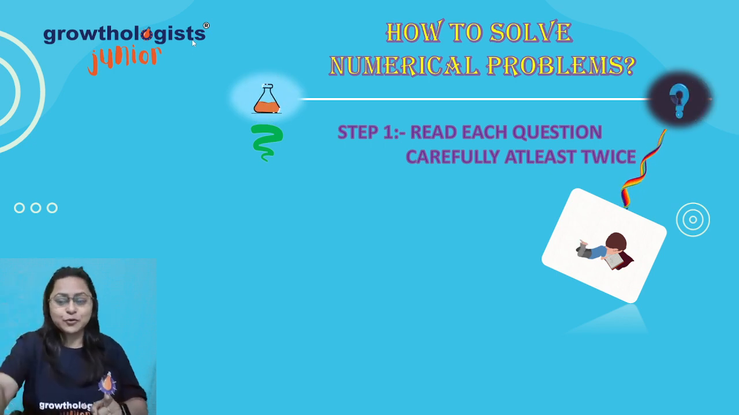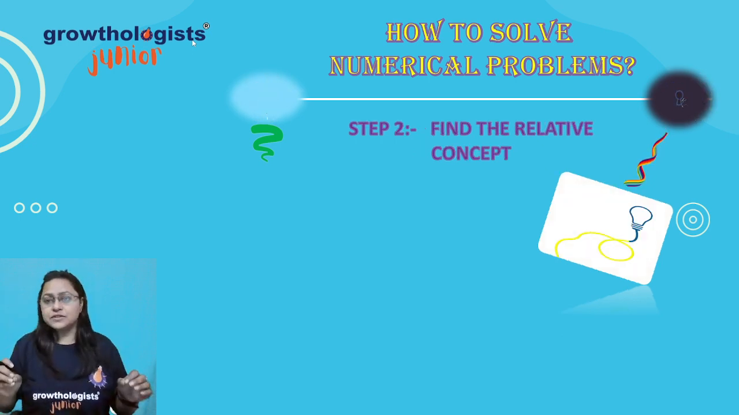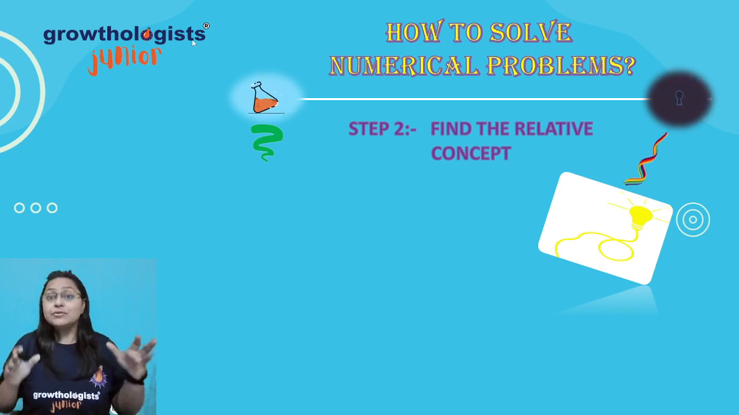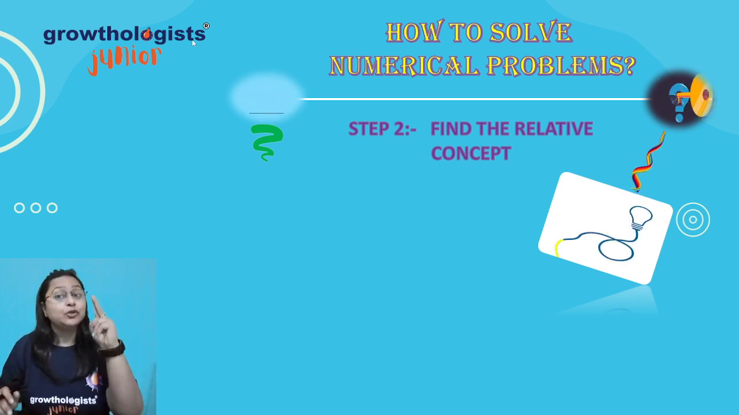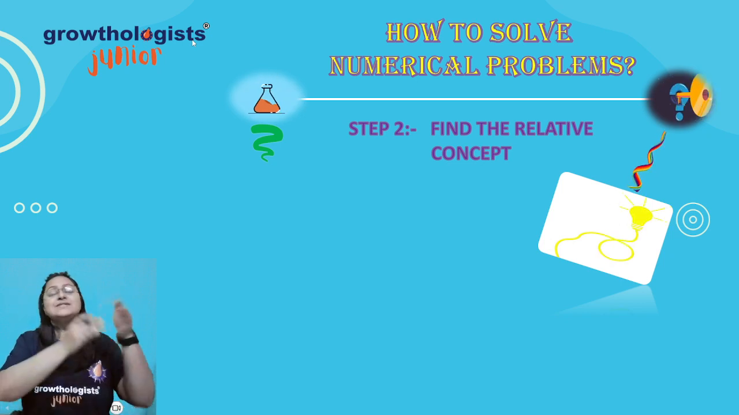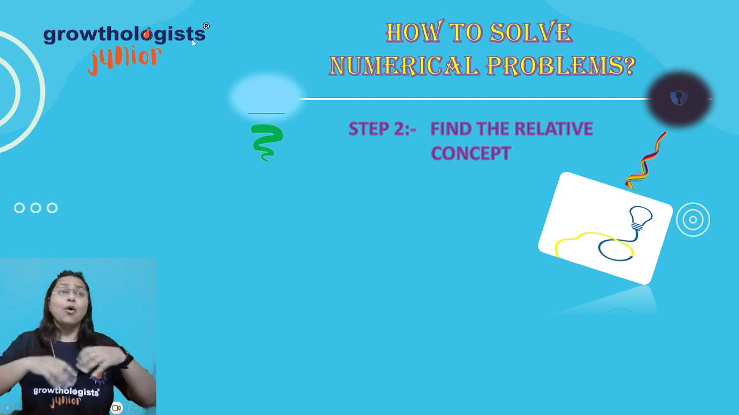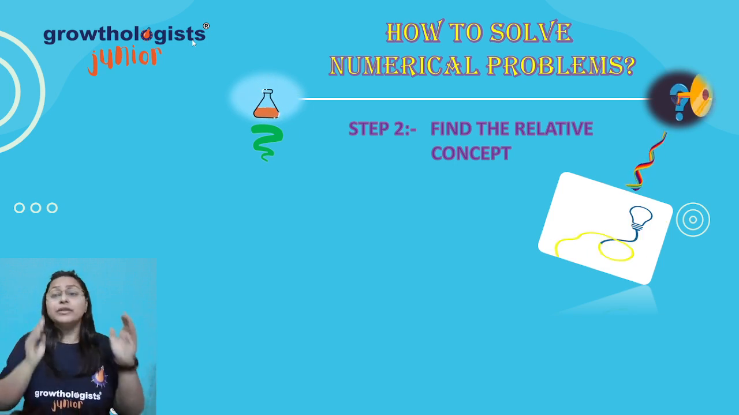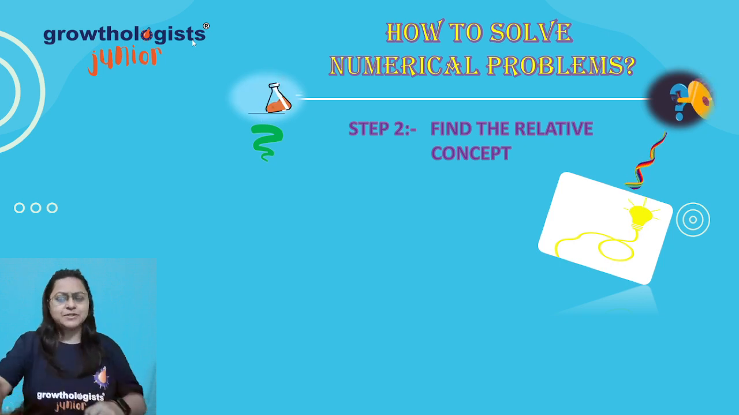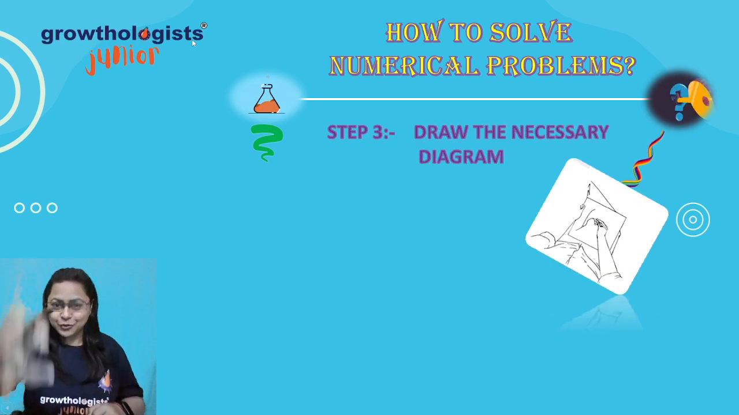Right? Step 2. After reading the question, you will find the relative concept, because you have already read the question two times, you can find the relative concept of the question. It's related to speed, distance, or it's related to light, what the concept is behind that. When you get the concept, then come to step 3.